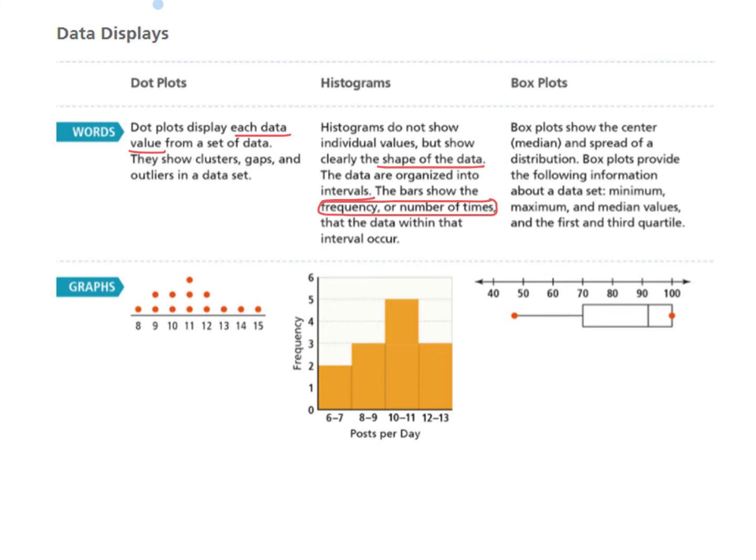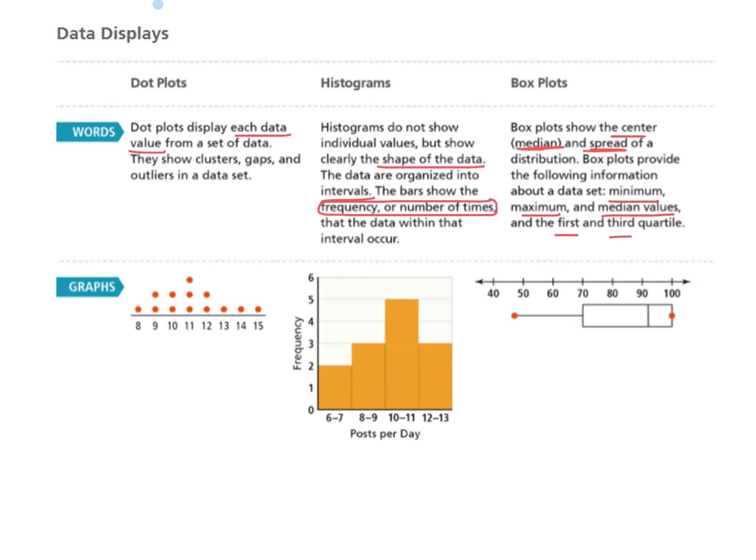All right, box plots is our third display of data that we're going to focus on. This will show the center, which is our median, and the spread of the distribution. Box plots provide the following information about a data set. You have a minimum value, the smallest, maximum value, the biggest. Median values will be the very middle, and then you have this first and third quartile.